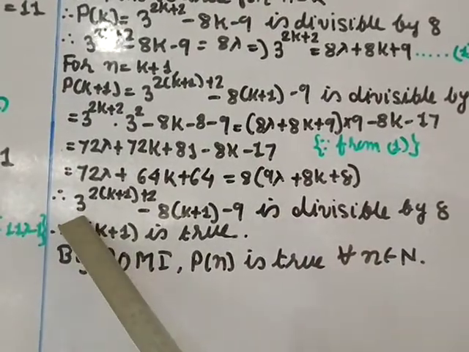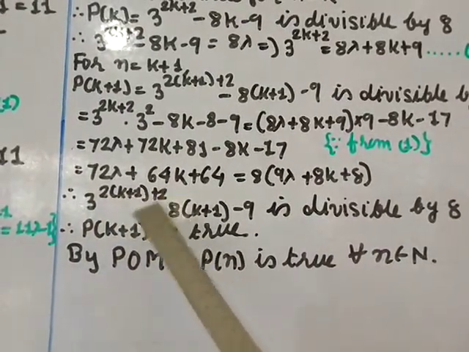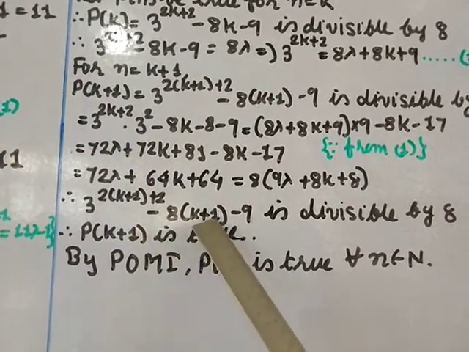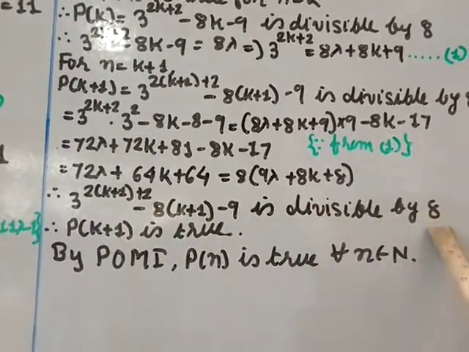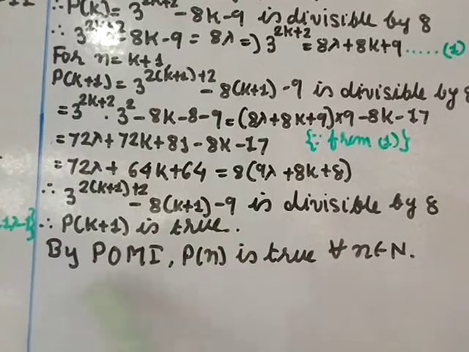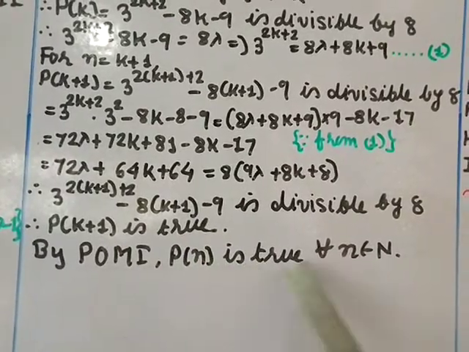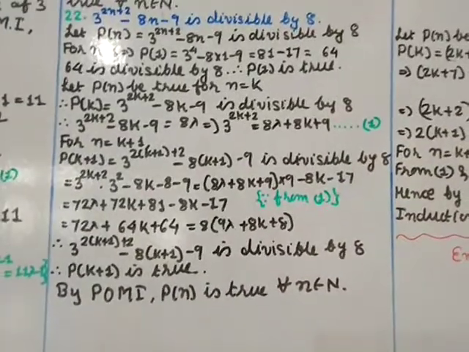Okay, so we can write 3 power 2k plus 1 plus 2 minus 8k plus 1 minus 1 is divisible by 8. Therefore, Pk plus 1 is true. By principle of mathematical induction, Pn is true for all n belongs to capital N.